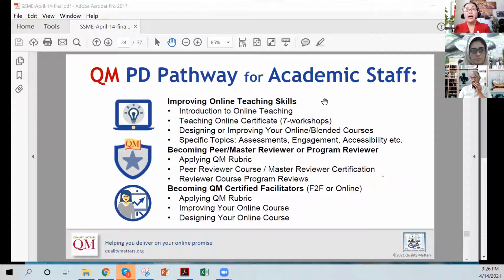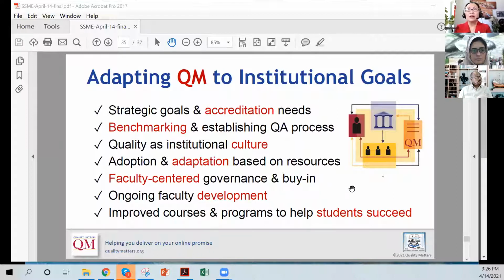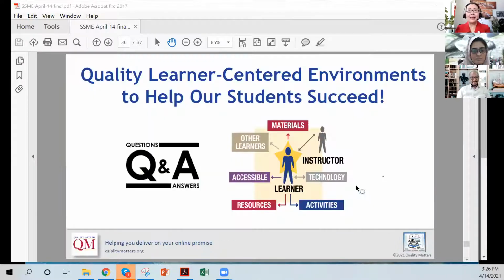So I think I'm just about out of time, and here are some of the benefits. I will not go into detail. I hope I have already convinced you that QM can be helpful. So I'm going to stop here and take any questions.